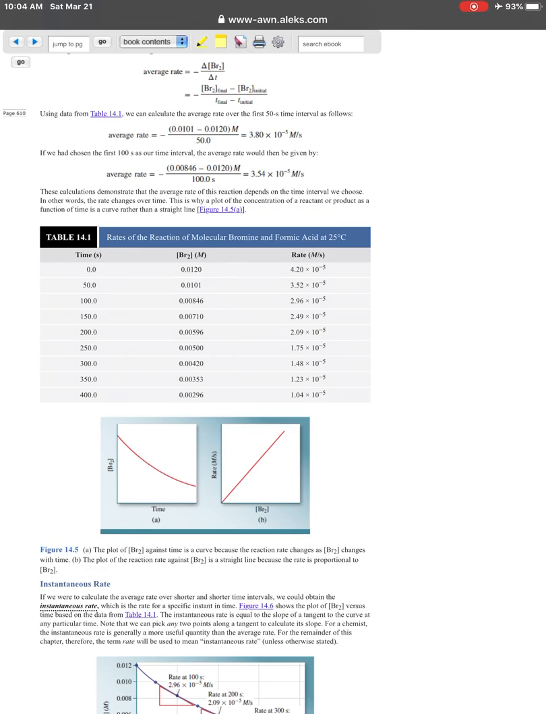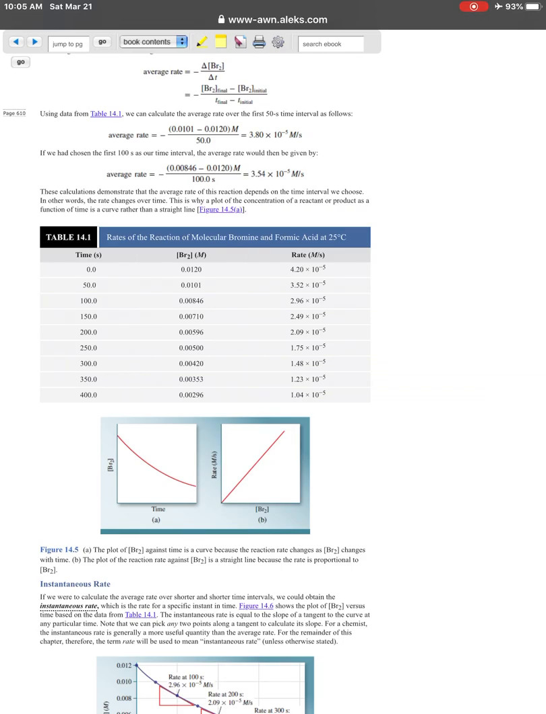So if you look at that data, there's a bunch of time points from 0 to 400 seconds every 50 seconds. There's also a concentration of bromine in the units of moles per liter, molarity. Notice the bromine concentration decreases over time, while time increases. Then there's a set of rates that are given here. So where do these rates come from? Well, I'm going to show you how to get one of them. We're going to use two data points. We're going to use the first two, actually. Time equals 0 and time equals 50 seconds, respectively.